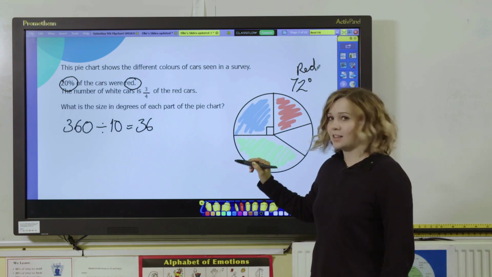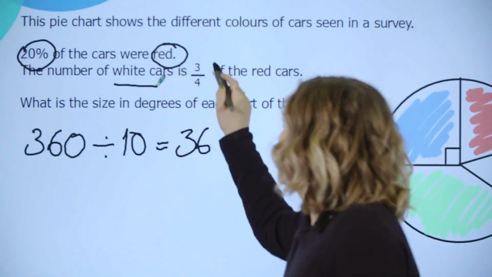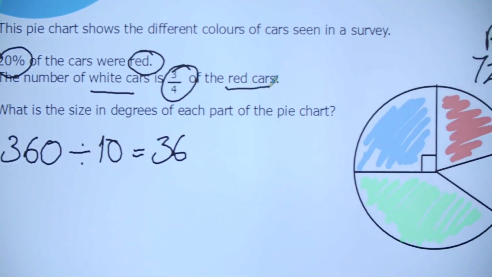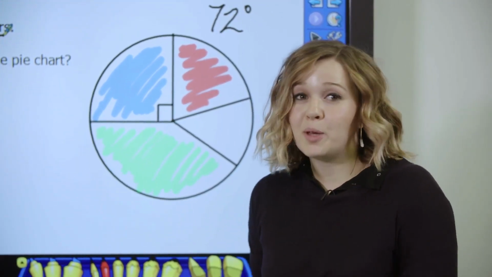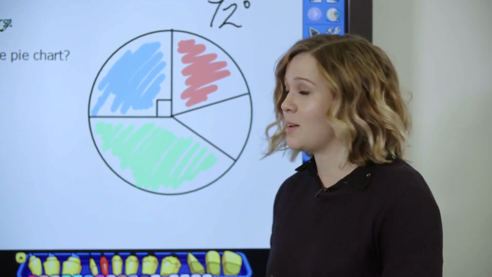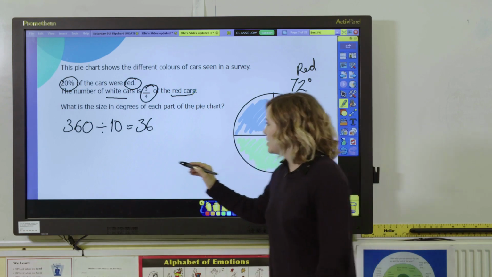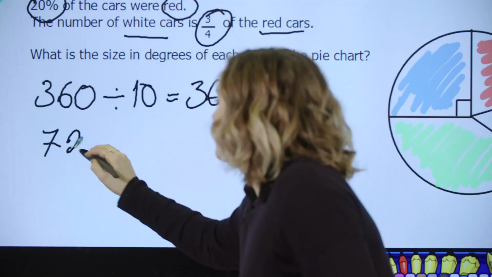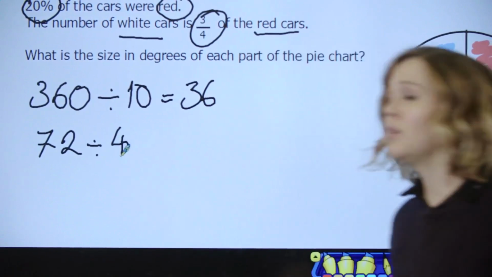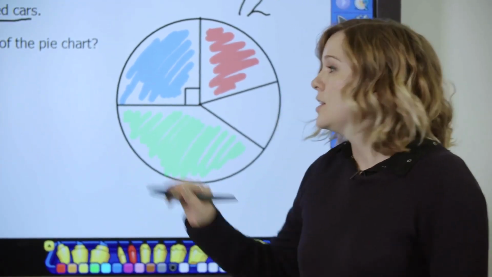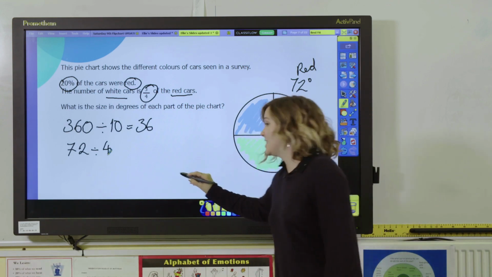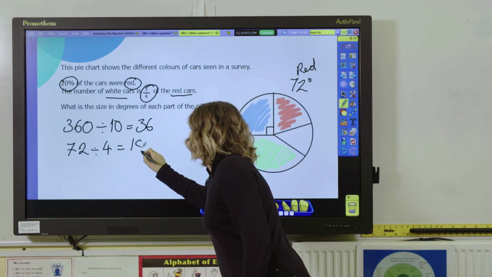We're then going to look at the next bit. It tells us the white cars are 3/4 of the red cars. So we know the red cars are 72. You then want to make sure your pupils remember how to find fractions of an amount. So if they're finding a quarter, they're going to divide by 4. They could do this in lots of different ways, but one quick way would be to half it and then to half it again. 72 halved is 36, half again is 18.